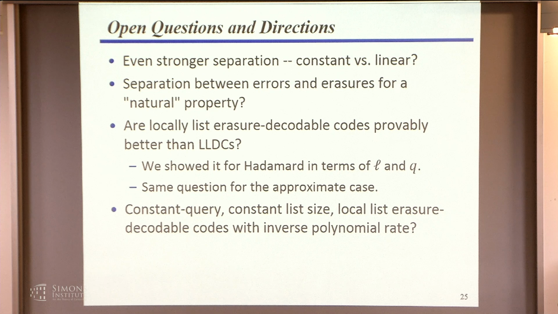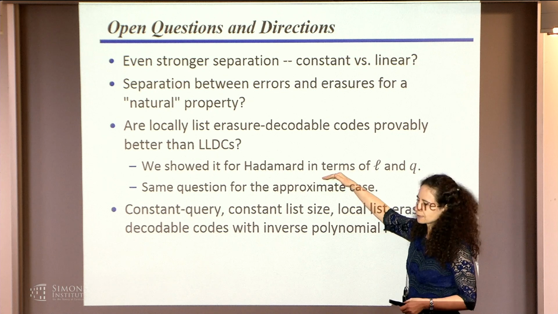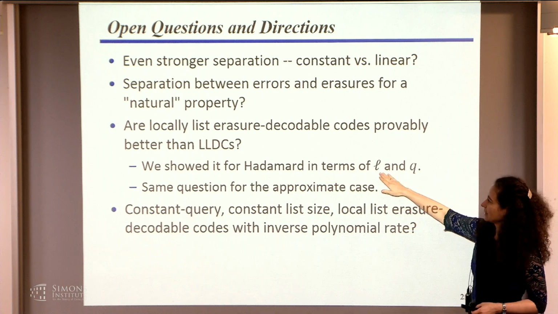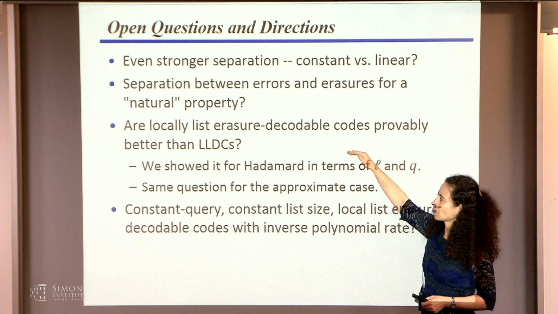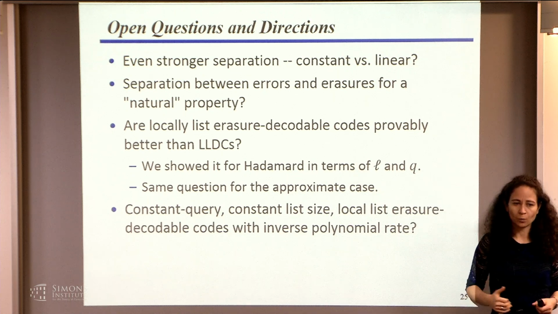So another question is what Clément asked. Can we get the separation for some natural properties? The properties that we use are artificially constructed. Other questions have to do with list locally decodable codes. Are locally list erasure decodable codes provably better than list locally decodable codes? We actually showed that for Hadamard, in terms of the list size and the query complexity, we can do better. But the big question is, can you get list locally decodable codes that work against erasures with much better rates.